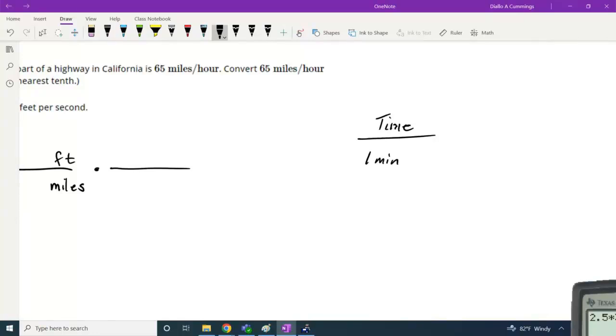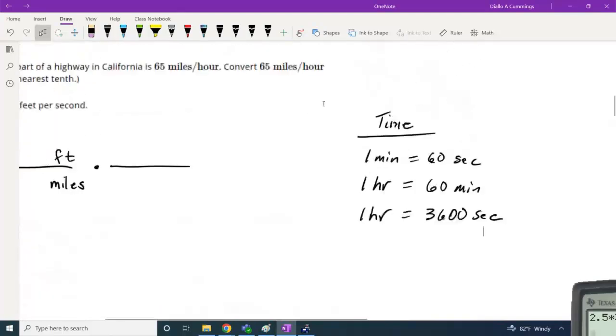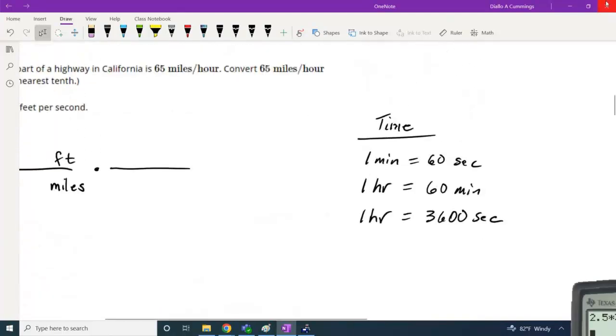1 minute is equal to 60 seconds. 1 hour is equal to 60 minutes. And 1 hour is equal to 3,600 seconds. All right, so here are some conversions for time.